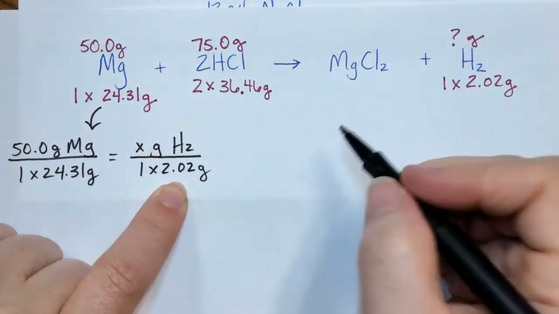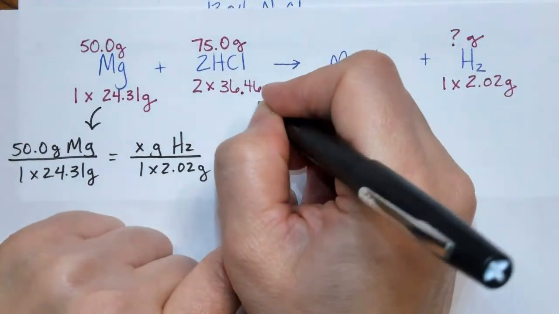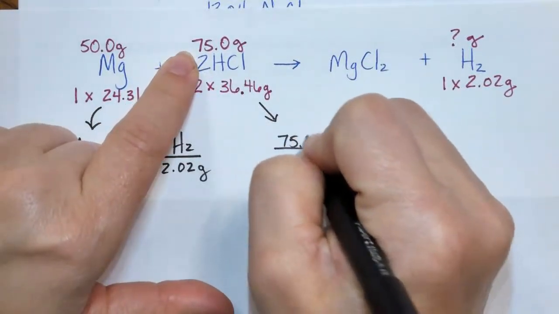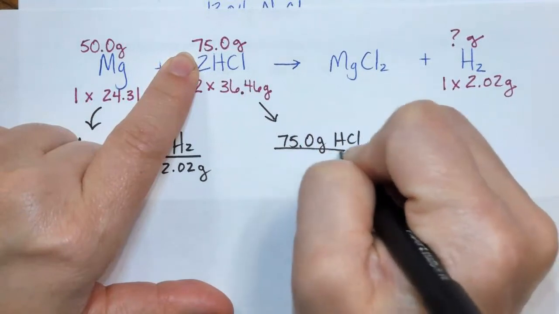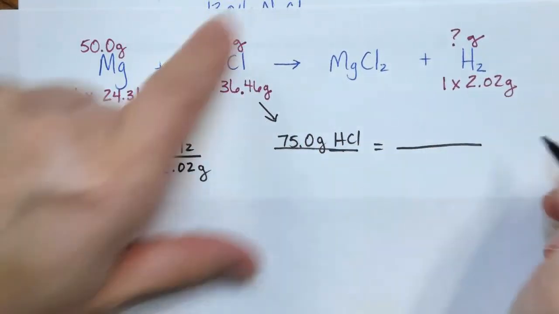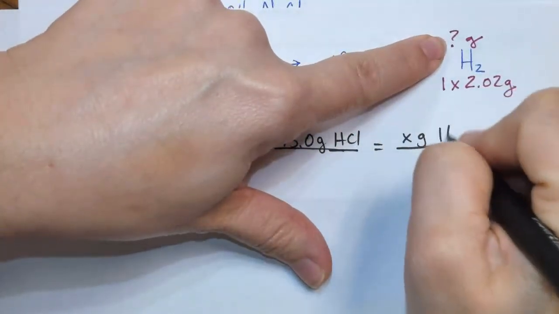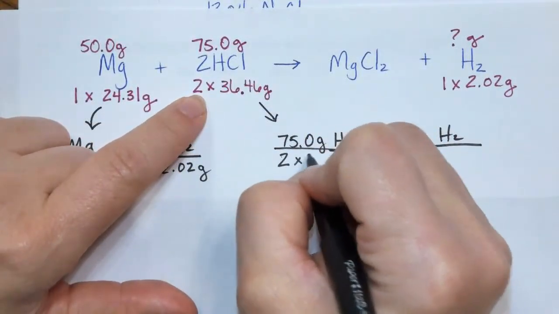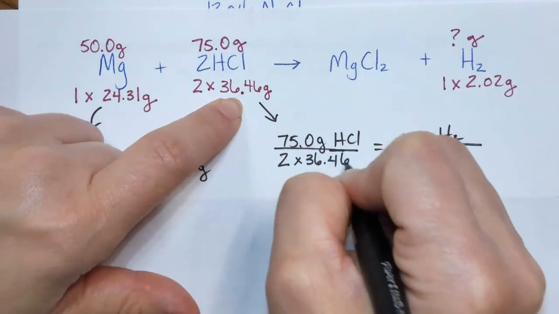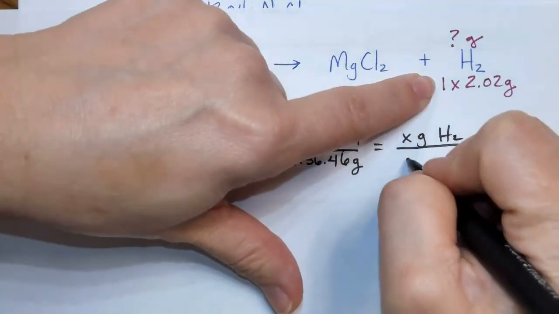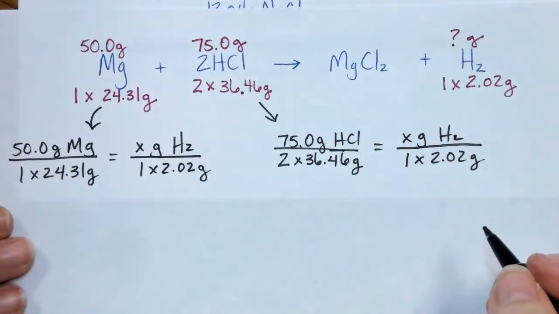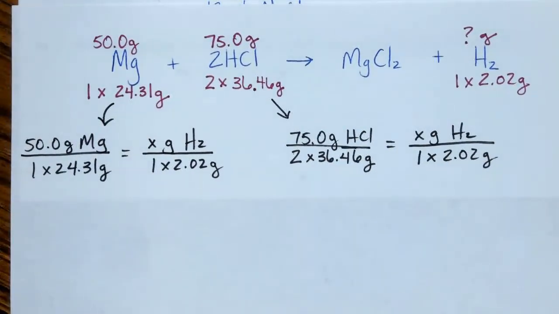Okay, and then my second proportion is going to be here with my 75.0 grams of HCl equals what we're trying to find, X grams of H2, and under here it's going to be the coefficient 2 times 36.46 grams, and here it's going to be the coefficient of 1 times 2.02 grams. So now that I have both of my proportions set up, I can solve them.